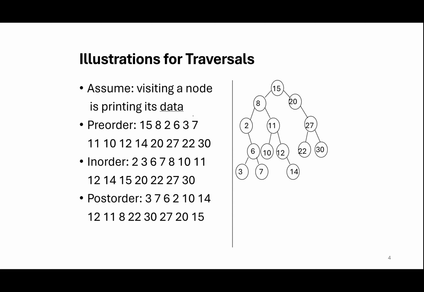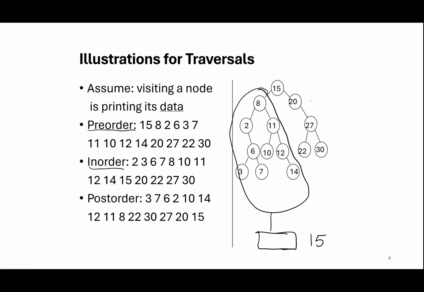Now this was the pre-order example that I showed you. How do I do in order? In order is left, visit, right. So what does it mean? It means that I have to do this tree first, and then I visit 15. Then I do this tree, right? So 15 goes in the middle.